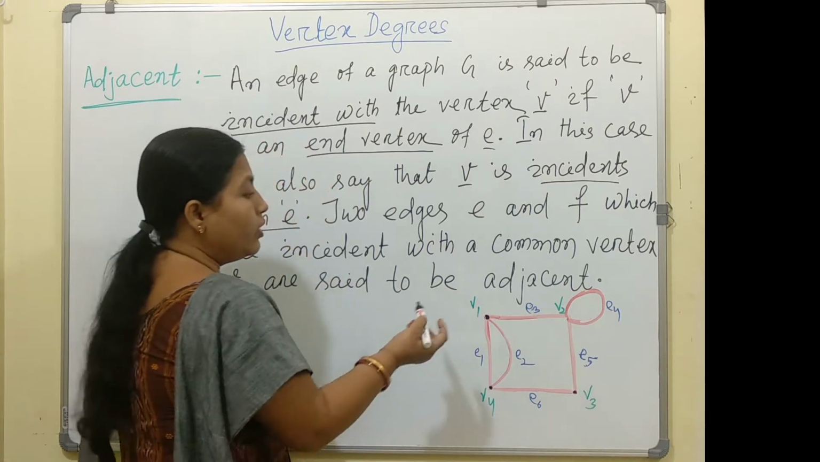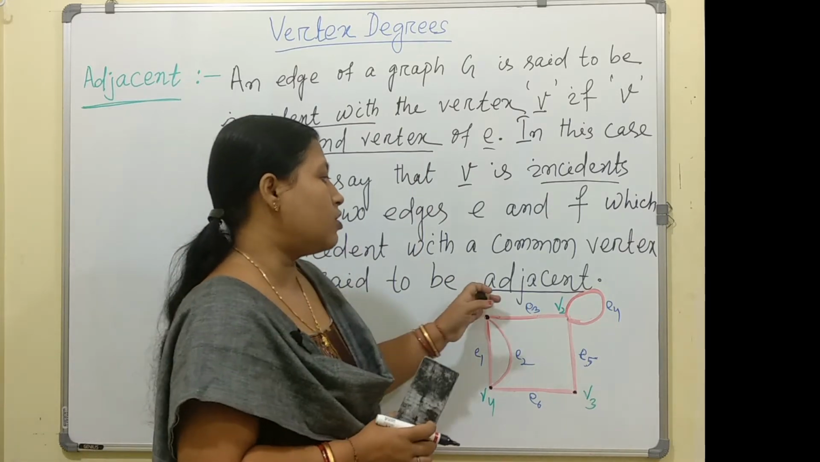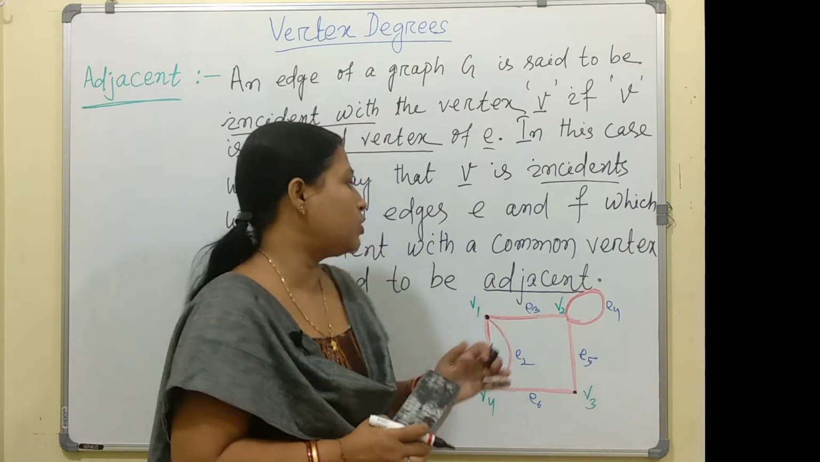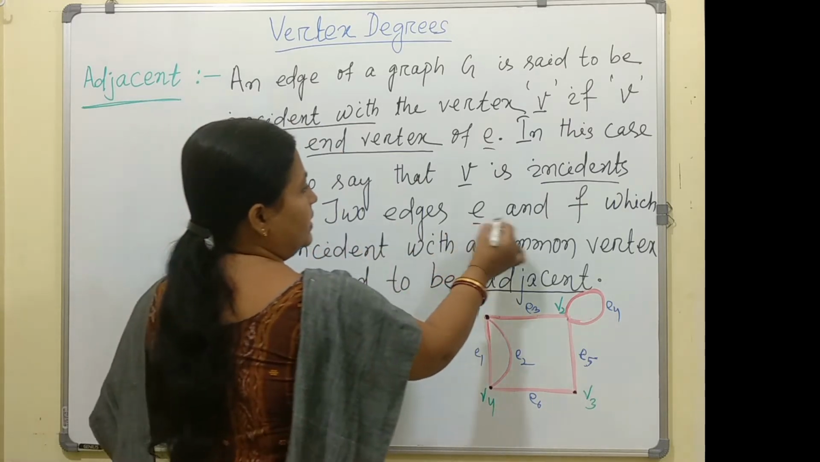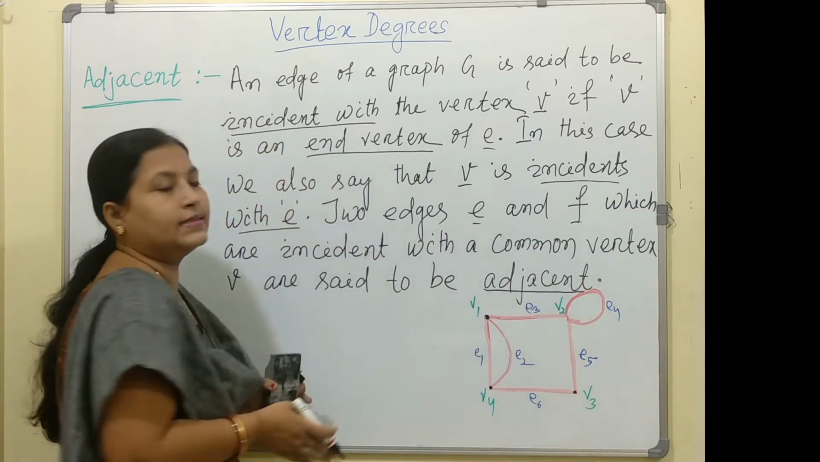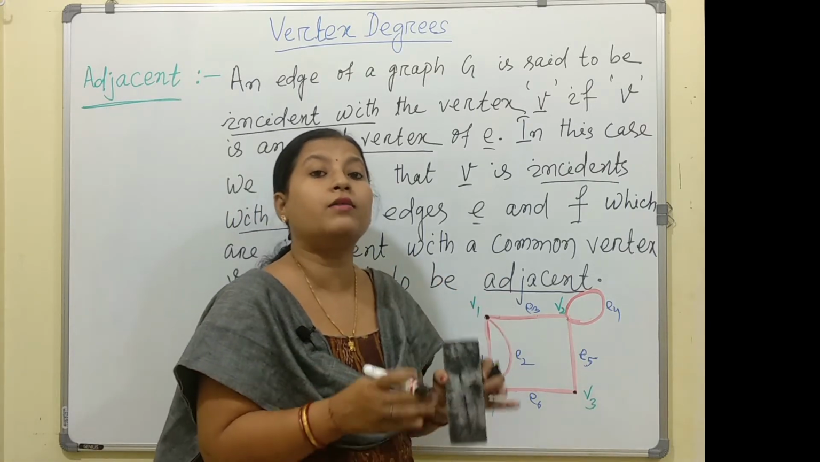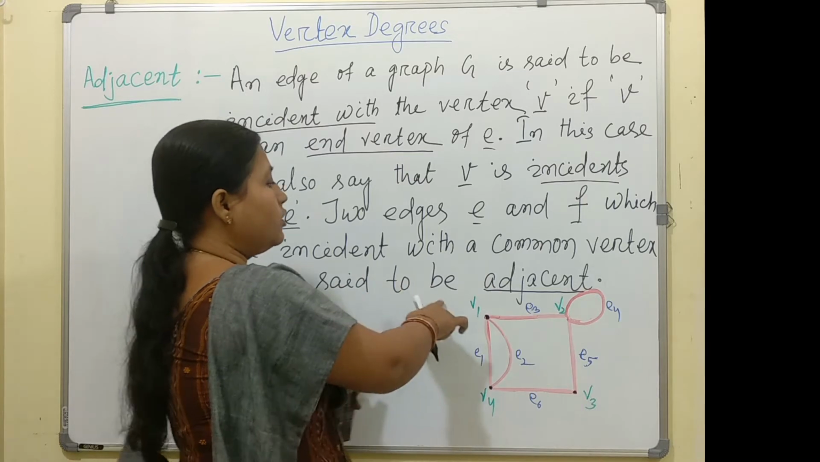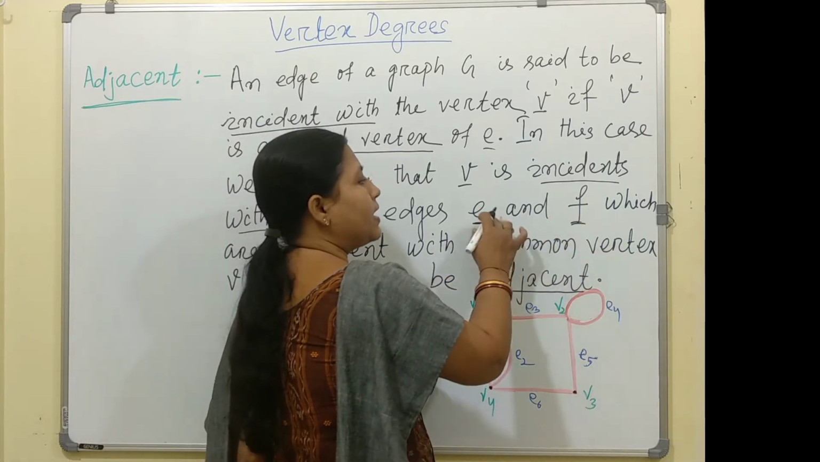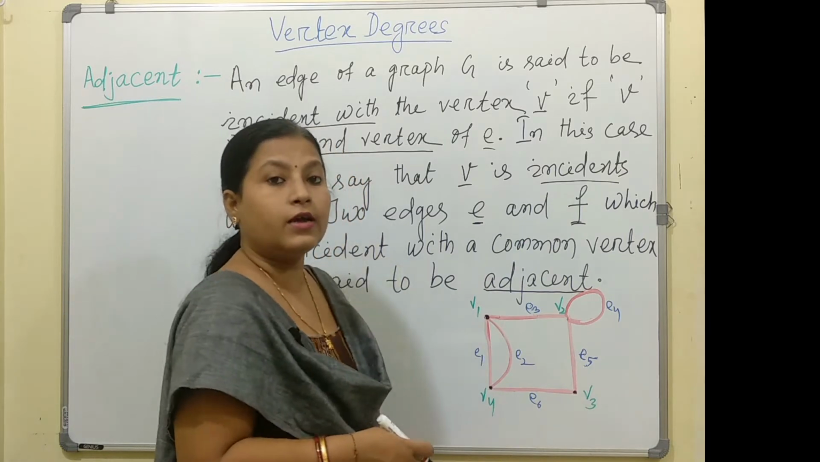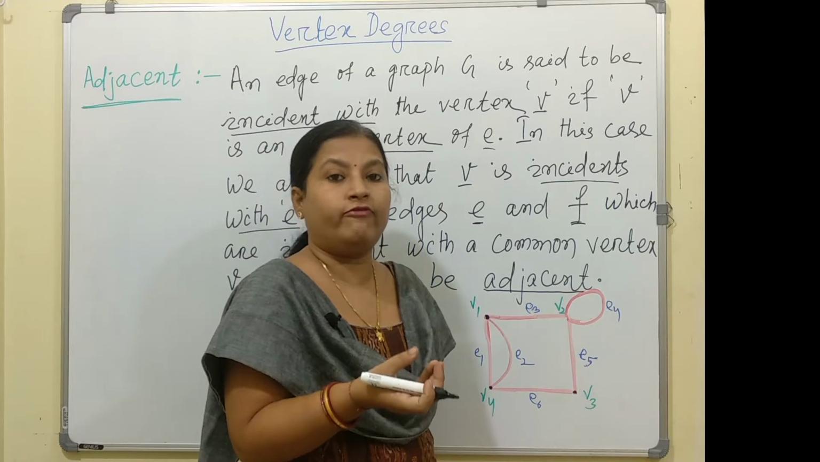Next we will discuss adjacent edges. What is adjacent? Two edges E and F which are incident with a common vertex V are said to be adjacent. So these 2 edges are adjacent to each other because they are incident with a common vertex V.